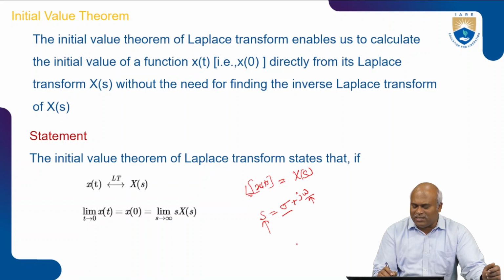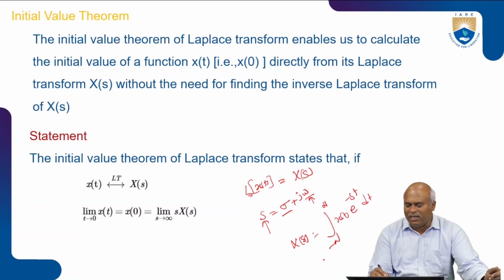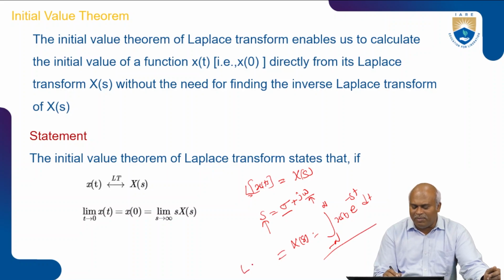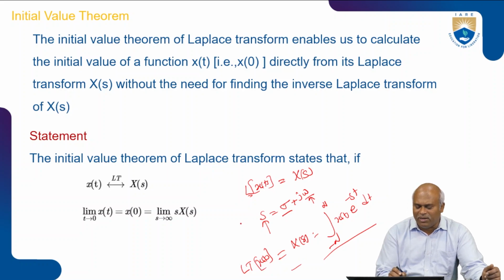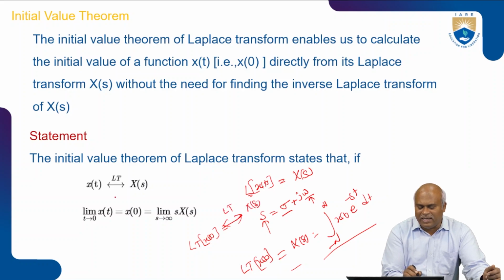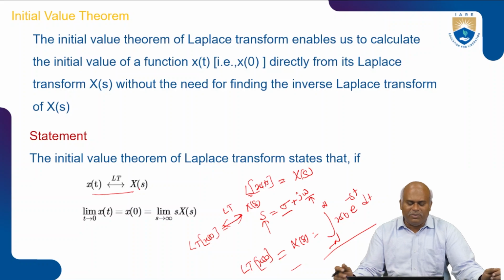Now we know x of s is equal to the integral from minus infinity to plus infinity of x of t e power of minus st dt. That means this is the Laplace transform of x of t. I write it in this form, with arrows in both directions between x of t and x of s. Then we come to the statement of the initial value theorem.